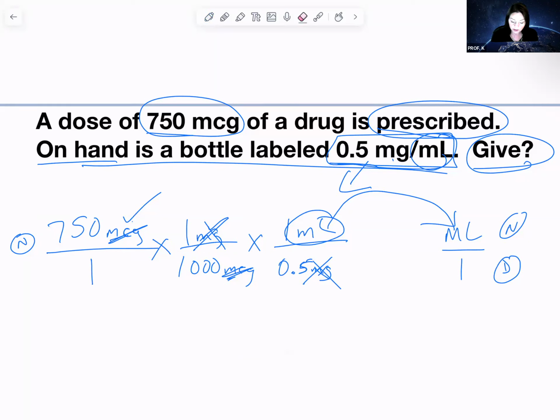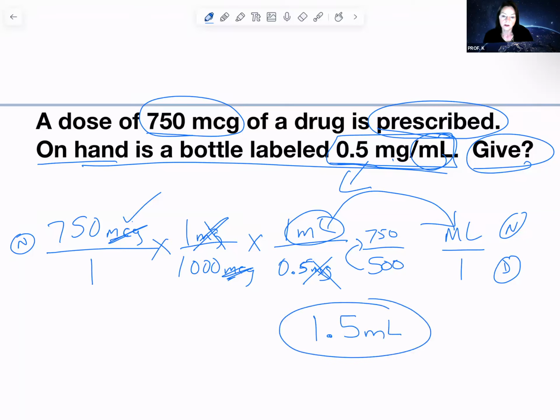This is where it's just math. 750 times 1 is 750. 1,000 times 0.5 is 500. Then I divide 500 into 750. This is where your calculator comes in. 750 divided by 500 equals 1.5 milliliters. Oops, milliliters. That's what I'm going to draw up and give to my patient. It could be an injection, could be a liquid for a baby. I don't know what it is. But either way, you have to make sure you give the correct unit of measure.